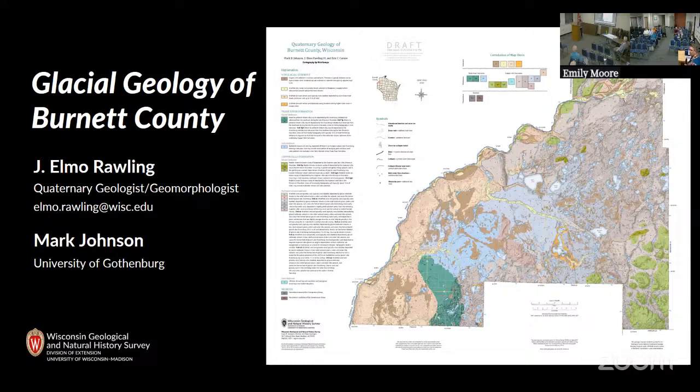He's a professor in Sweden, and he did a lot of work in Wisconsin in the early 2000s, and he helped us produce the map that's on the wall. That's a map of the glacial geology of the county.